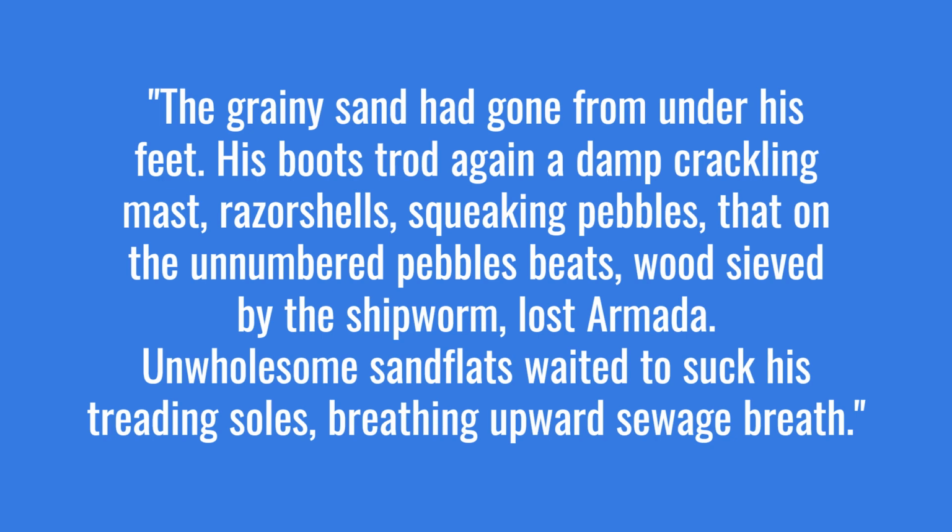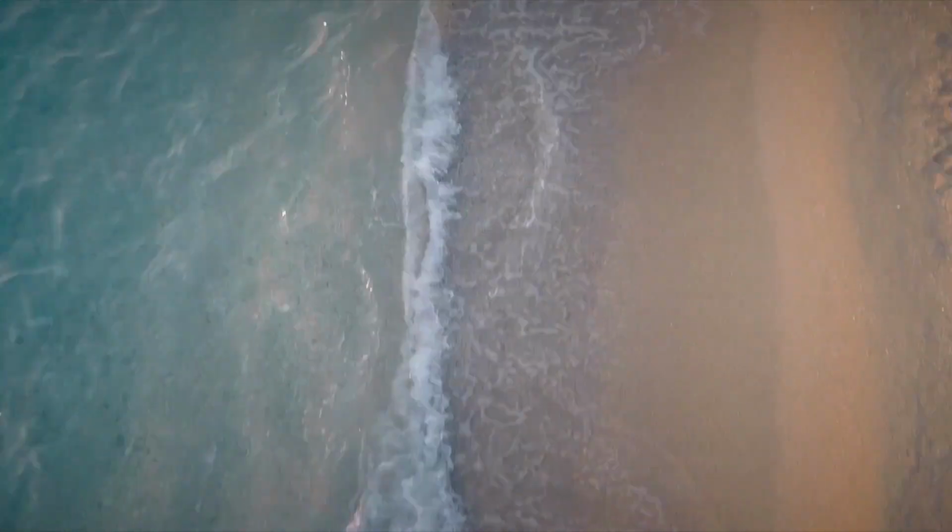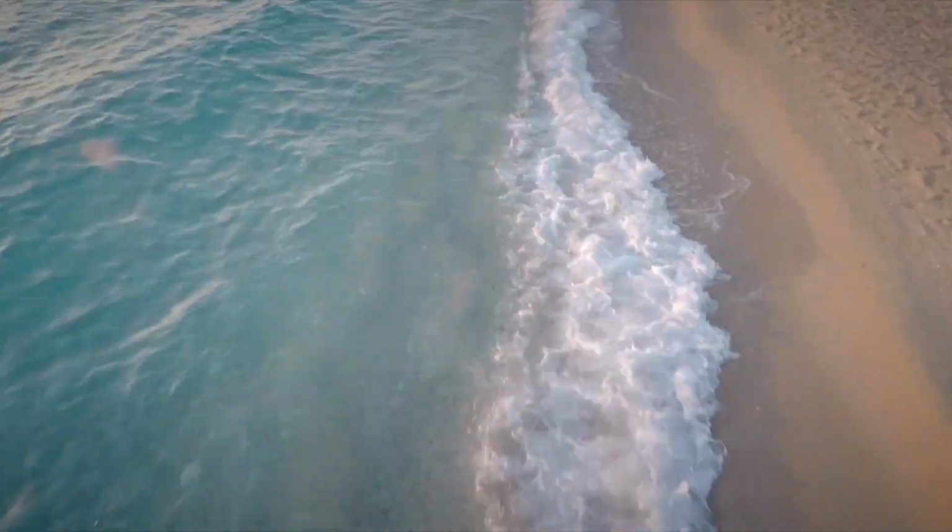"Unwholesome sand flats waited to suck his treading soles, breathing upward sewage breath." Reader A, who has a background in literary analysis and enjoys exploring symbolism, may interpret this passage as a reflection of Stephen's inner turmoil and sense of displacement. They might see the grainy sand disappearing as a metaphor for Stephen's shifting identity and the instability of his self-perception.